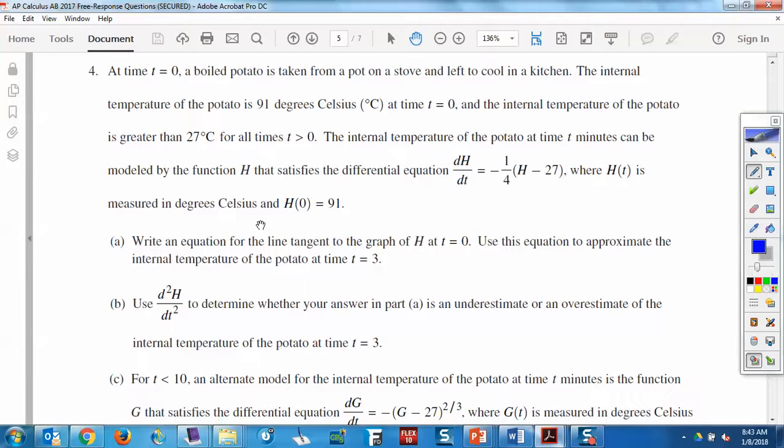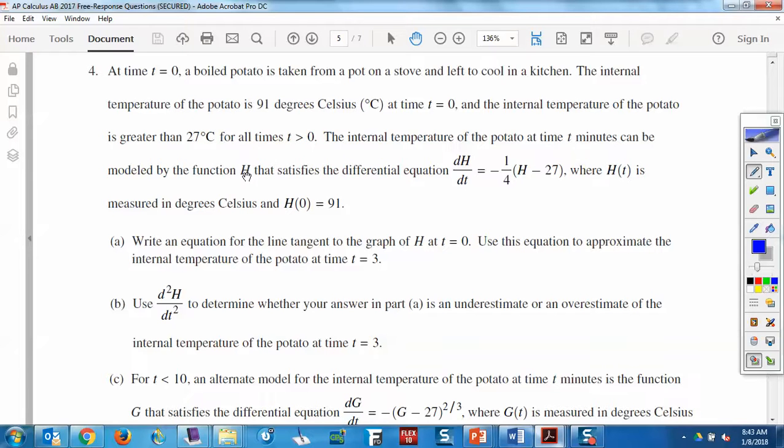All right, so we've been talking about differential equations, slope fields a little bit. A boiled potato is taken from a pot on a hot stove, left to cool in the kitchen. The internal temperature of the potato is 91 degrees at time 0, and it's greater than 27 for all times t greater than 0. The internal temperature can be modeled by the function h. So h is the temperature.